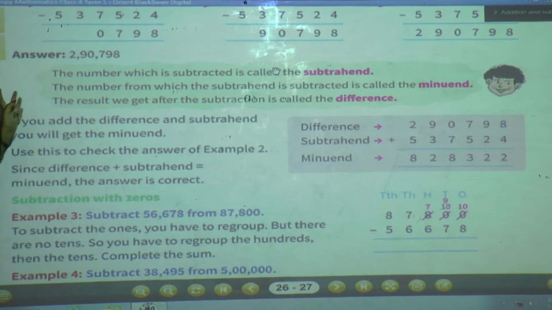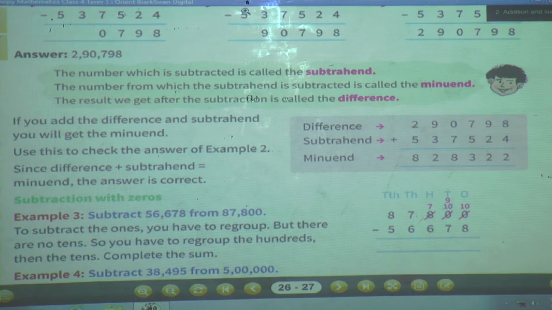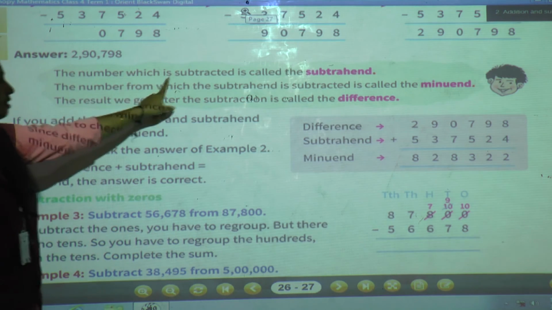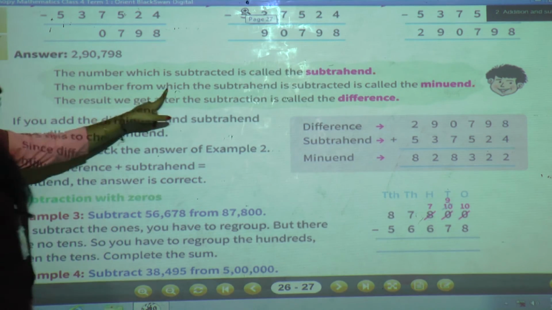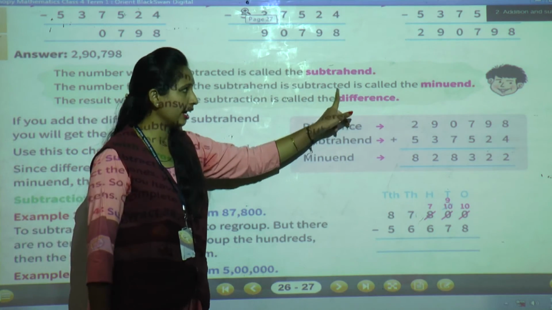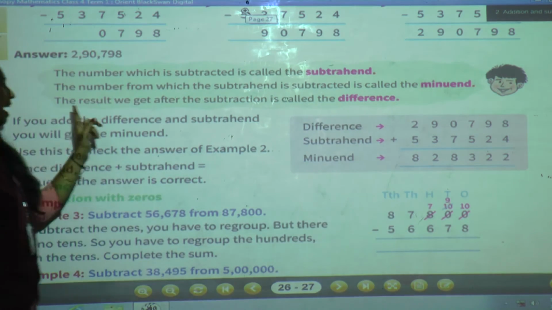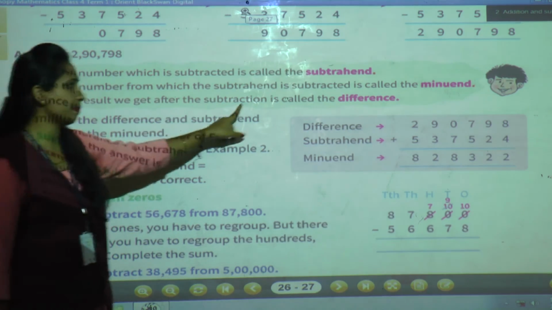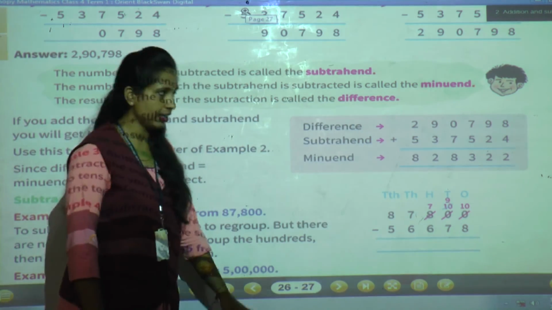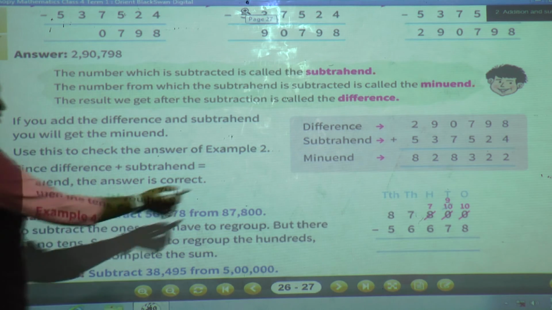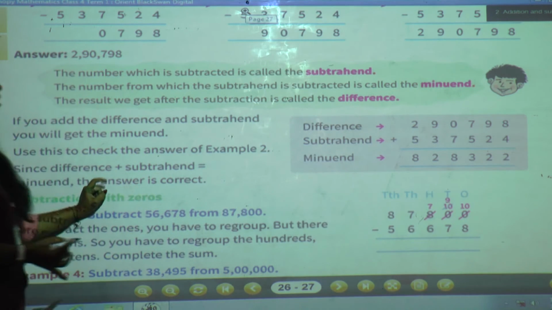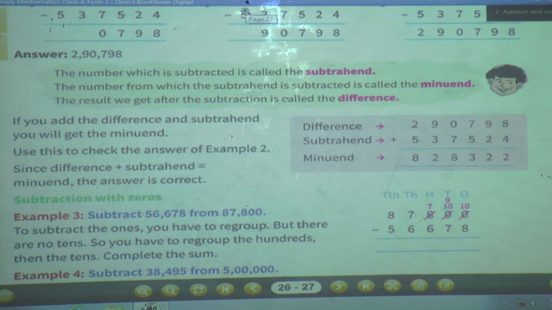See this. Just now I said in short, that only they are given. The number which is subtracted is called the subtrahend. And the number from which the subtrahend is subtracted is called the minuend. And the result we get after the subtraction is called the difference. And if you add the difference and subtrahend, you will get the minuend. So use this method to cross check your answer.